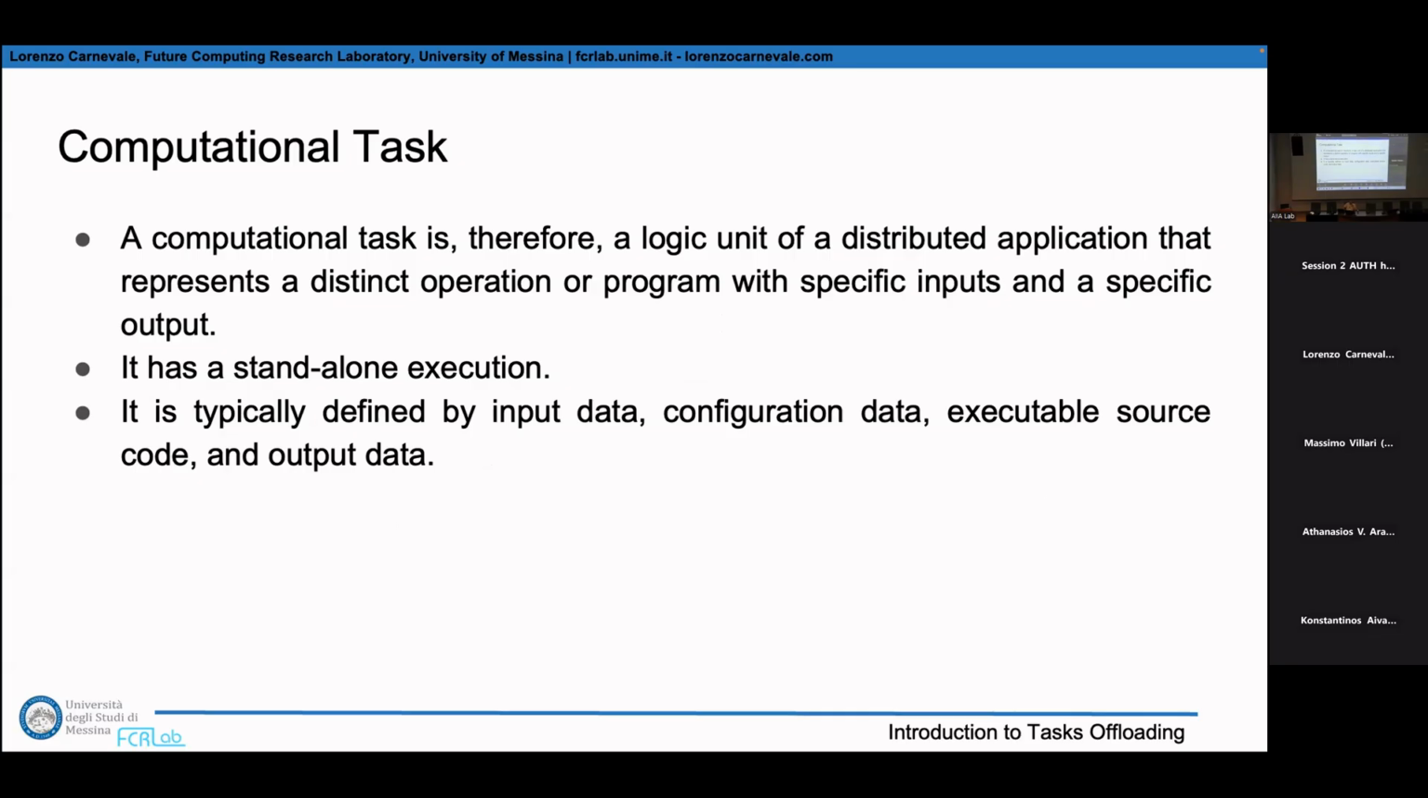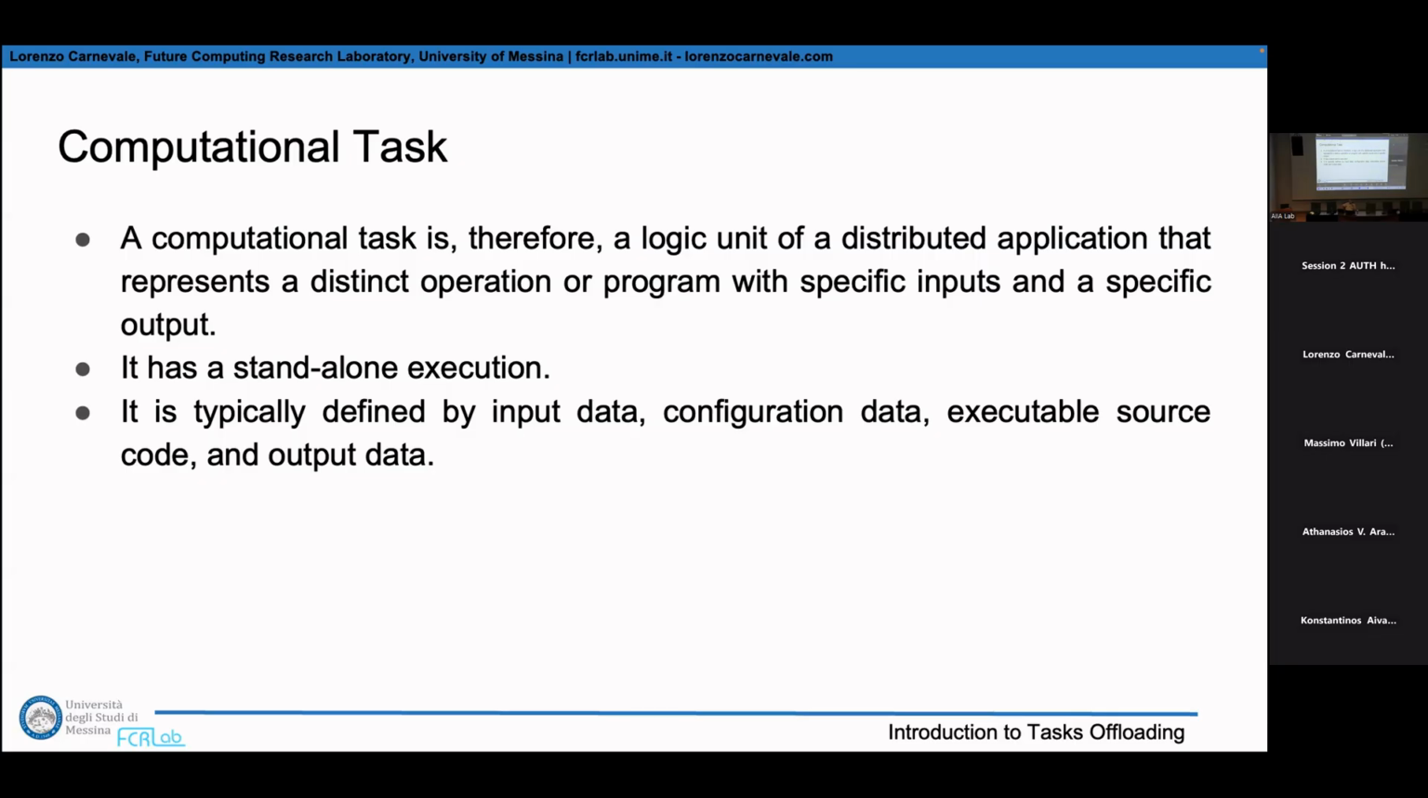Typically, we can have one or multiple inputs, but typically the output is only one. It is also a standalone execution. It is very important because if it is standalone, it's something we can decouple from the machine where the task is deployed, is running, and this is propedeutic to create offloading. And this is typically defined by multiple parts. The input data, as we said some minutes ago, but also the output data.